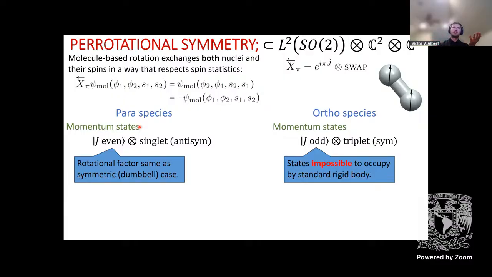Remember, the position states of the disulfur molecule were positive superpositions of phi and phi plus pi from the previous slide, right? What do you think the position states of this odd momentum species will be?